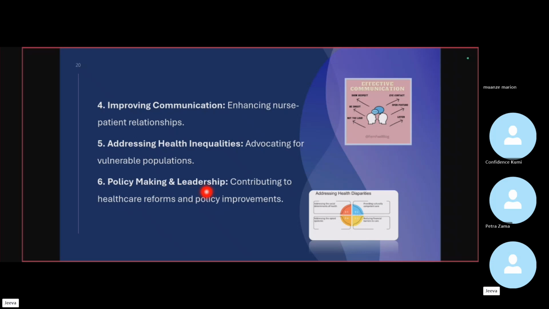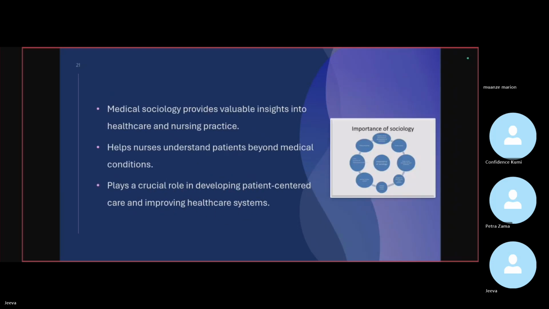Then policy making and leadership. Nurses should contribute to healthcare reforms. You should look at what the healthcare policies are, make some changes, and make policy improvements also, so that more patients can access the healthcare system.